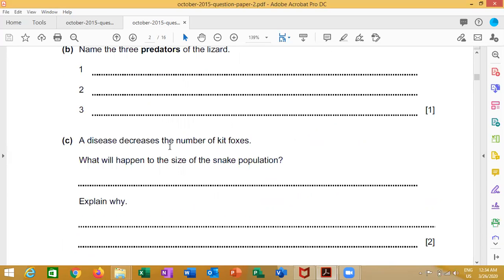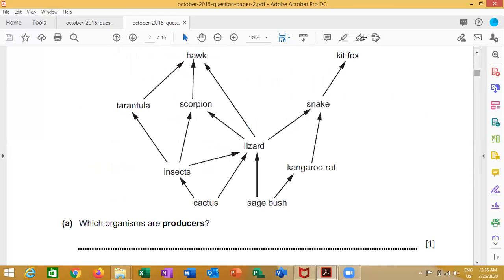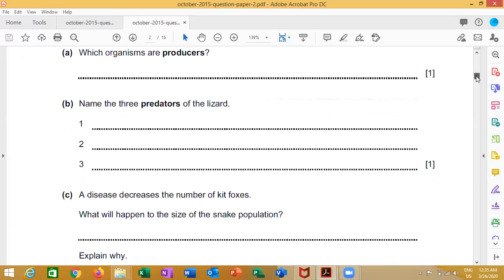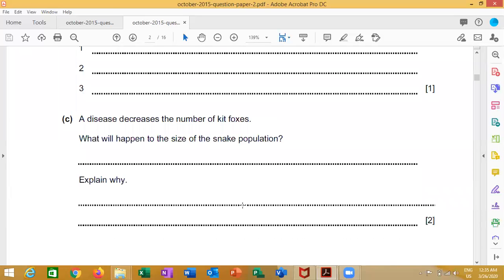Number C, here he said a disease decreased the number of kit foxes. It means that the number of kit foxes decreased. What will happen to the population of snakes? Here, look at the food web. When the kit foxes decrease, what will happen to the population of snakes? The population of snakes will increase. Why? What is your explanation? Because there are fewer foxes to eat them, or the number of predators decreased. Next question.